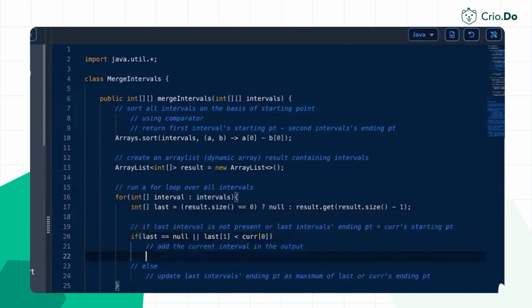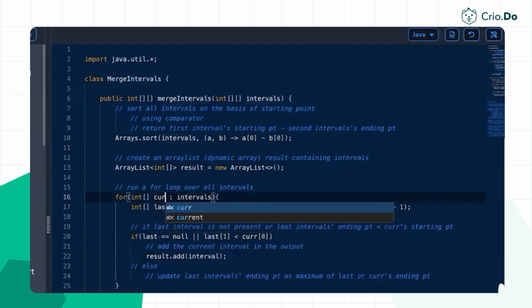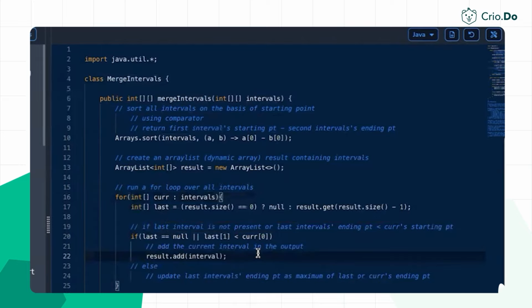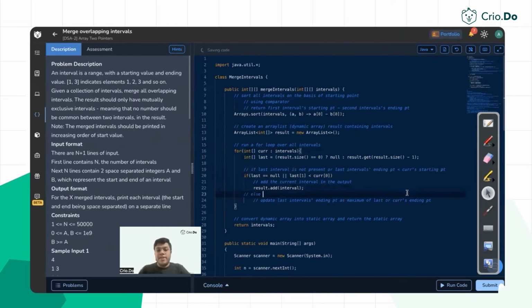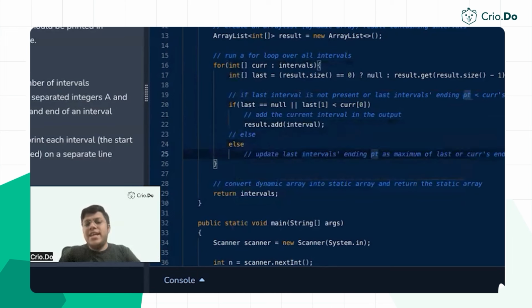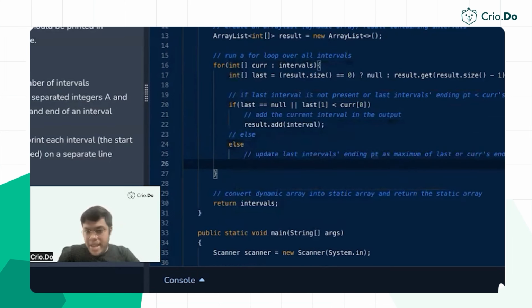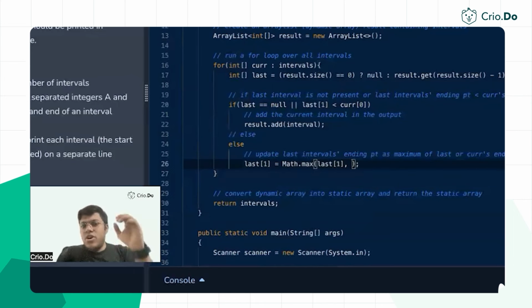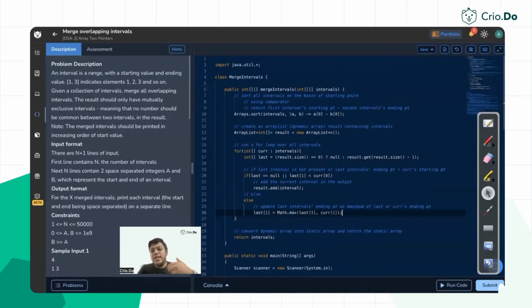And how can we add it? We can just say in the resultant, add the current interval. That's it. Although the current interval is named as interval, let's name it curr, that is current. But if it is overlapping, we have to merge it. Merging means just updating the end index, and we will update last of one, that is the ending index of the last interval, to the maximum, Math.max of two parameters. Which two? Either the same value, that is the ending index of the last interval, or the current interval's ending point.